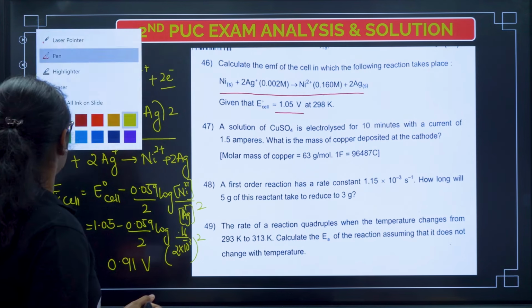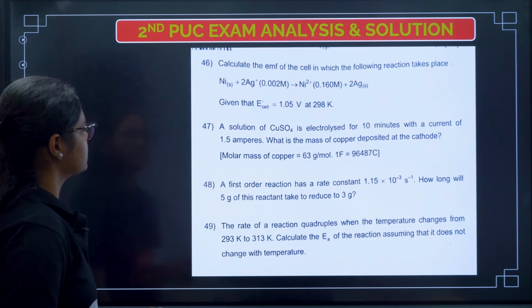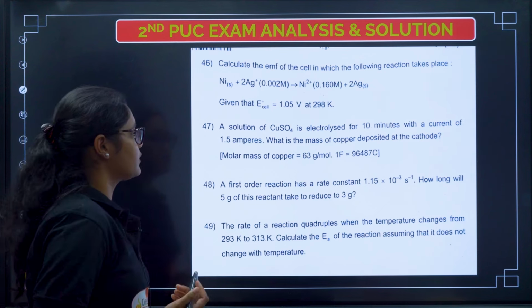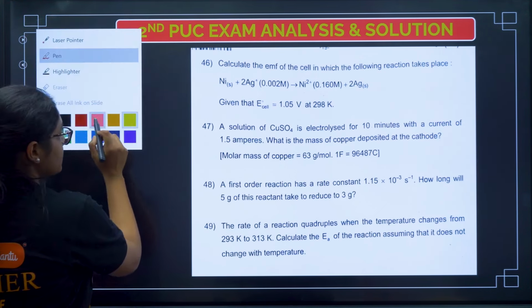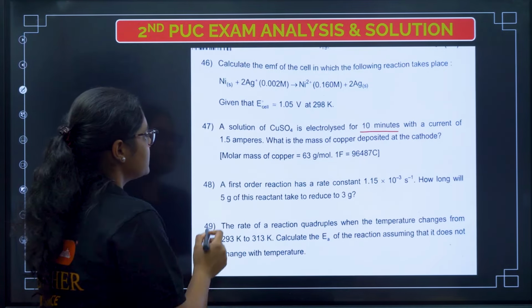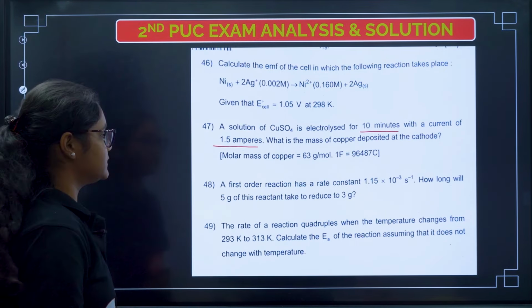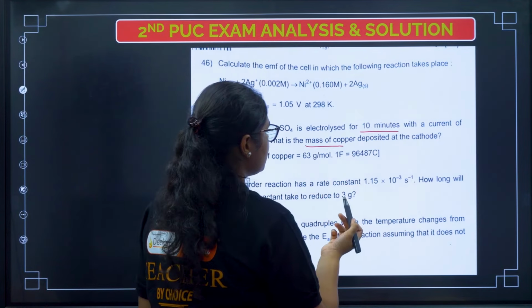I hope all of you got correct answers for all these questions. Next question is again from electrochemistry. We have a solution of copper sulfate which is electrolyzed for 10 minutes with a current of 1.5 amperes. What is the mass of copper deposited at the cathode?